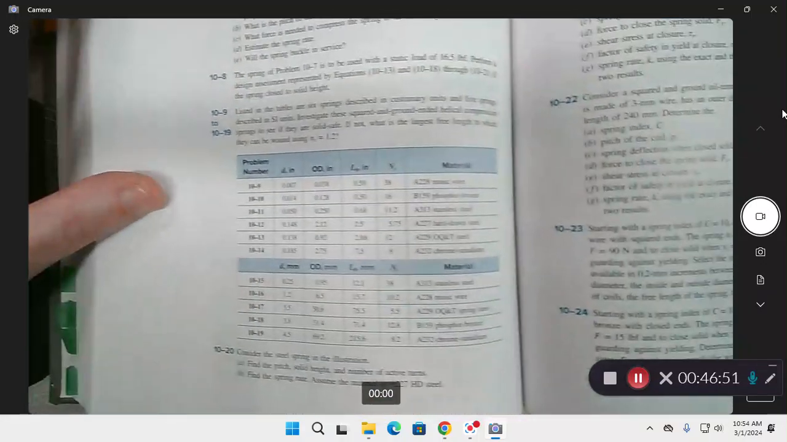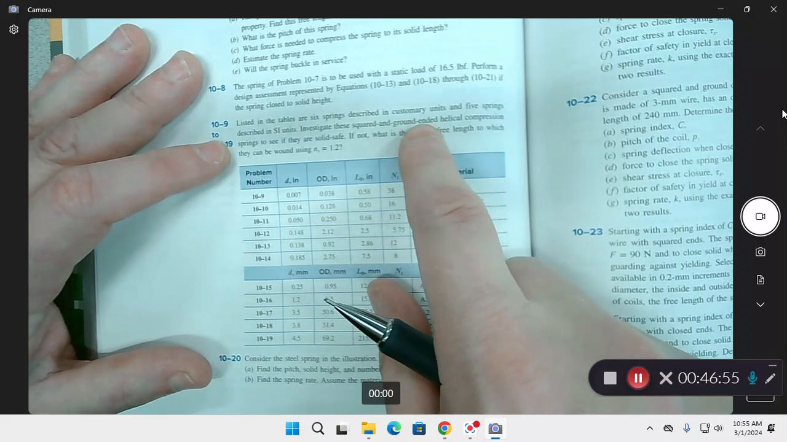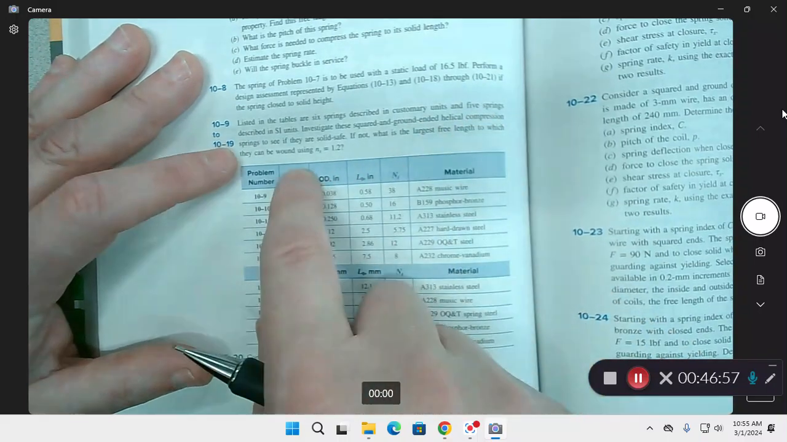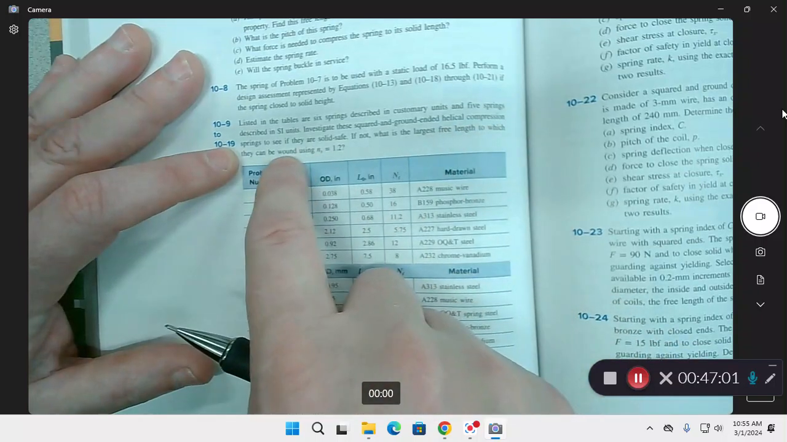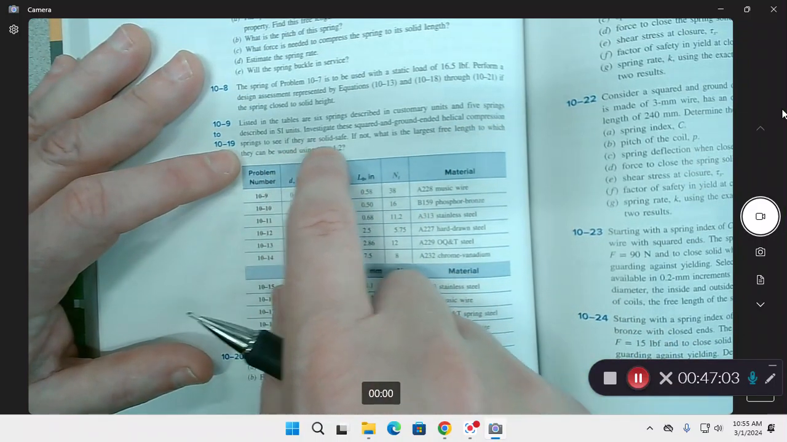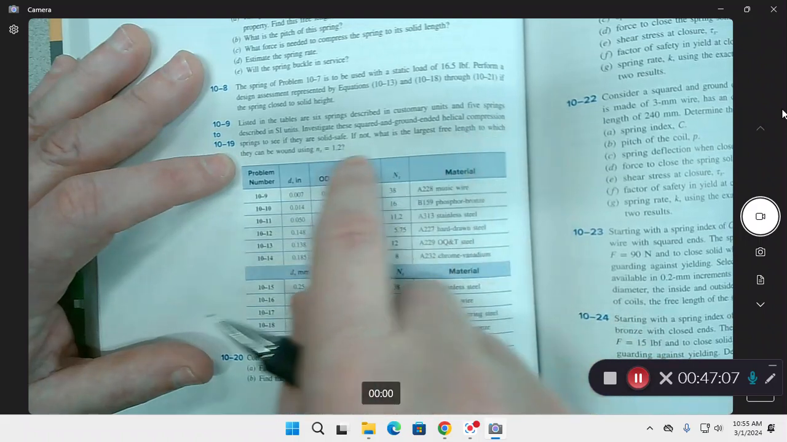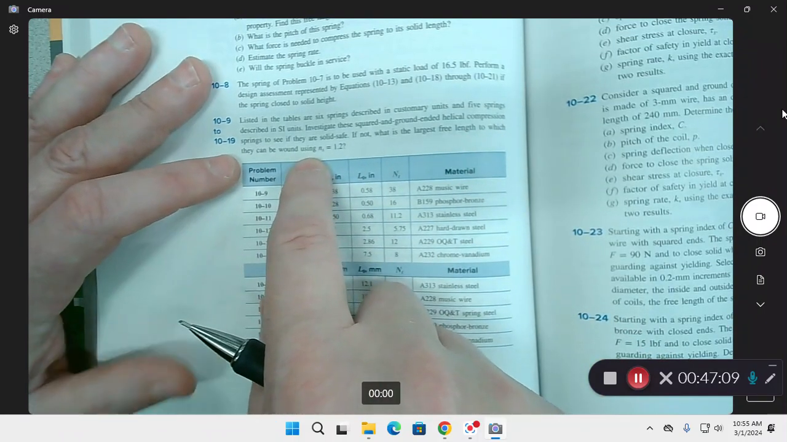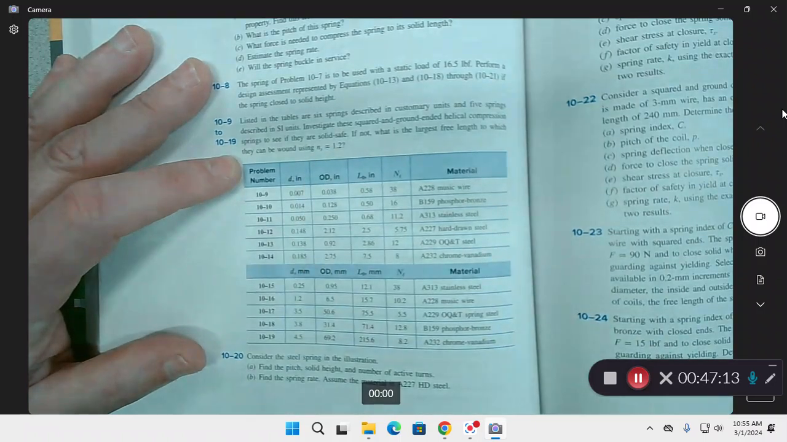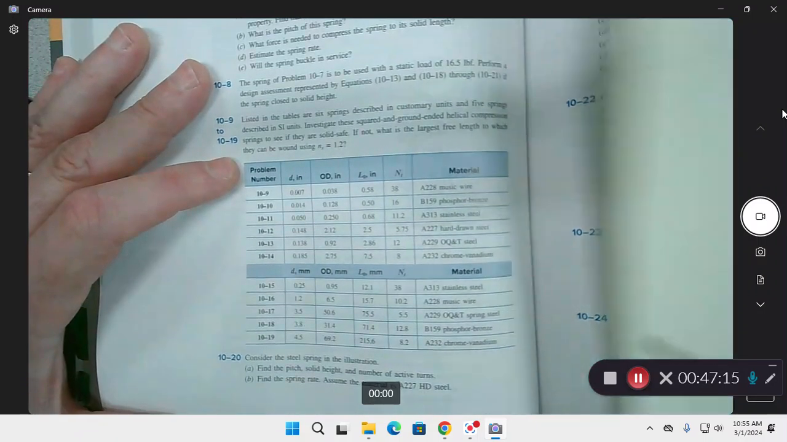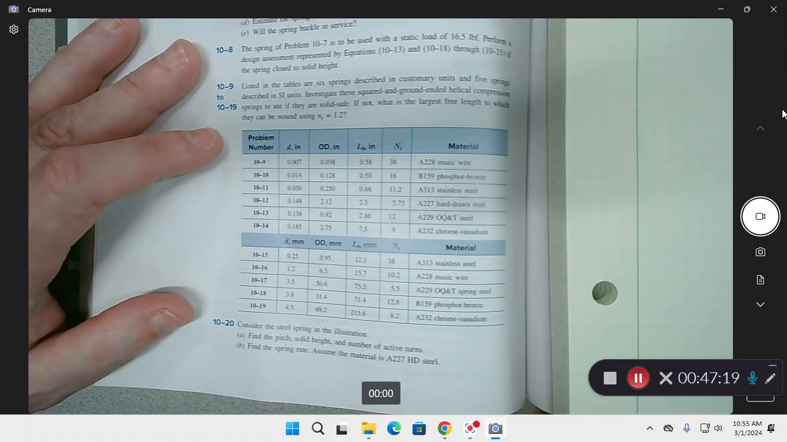Where do you go? Let's see. Listed are 6 springs described in customary units and 5 springs in SI. Investigate these square and ground-ended helical springs to see if they are solid safe. If not, what is the largest free length to which they can be wound? Using Ns equals 1. Okay. Here we go. So, what do you want? US units or SI?